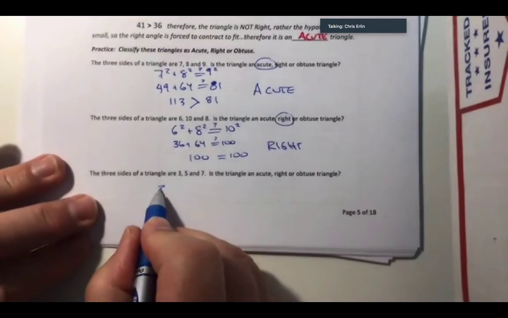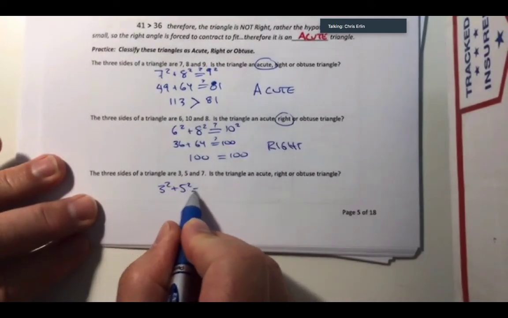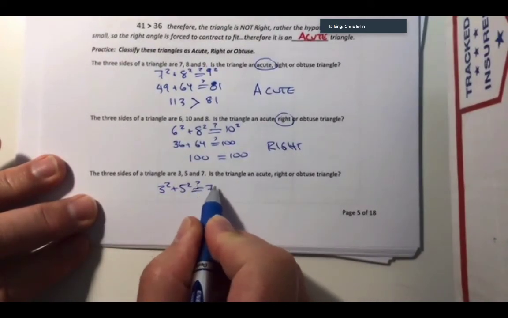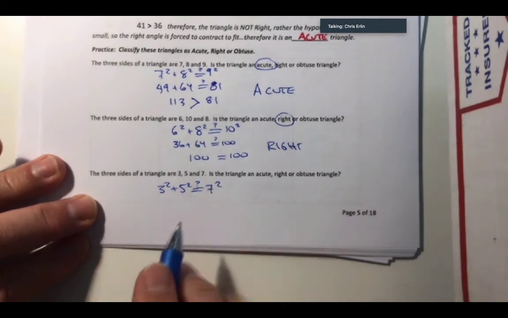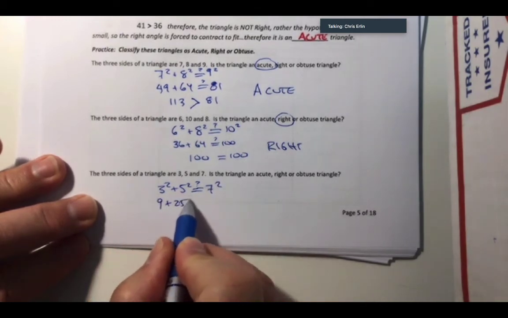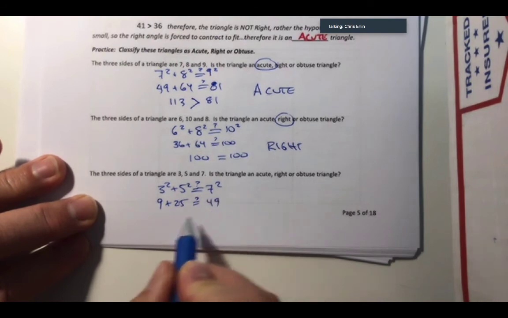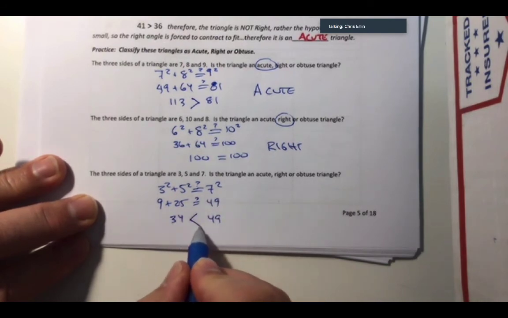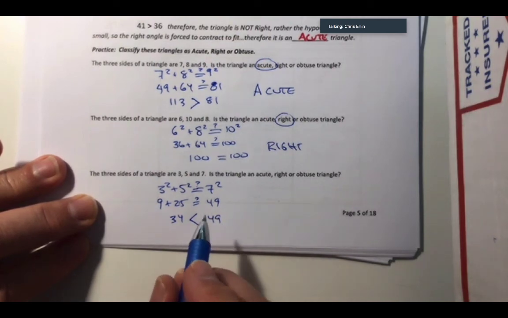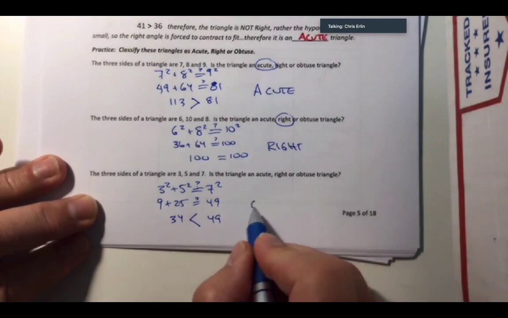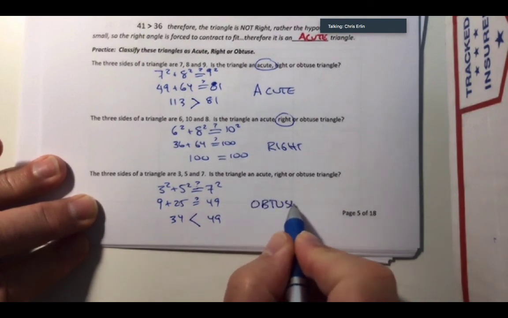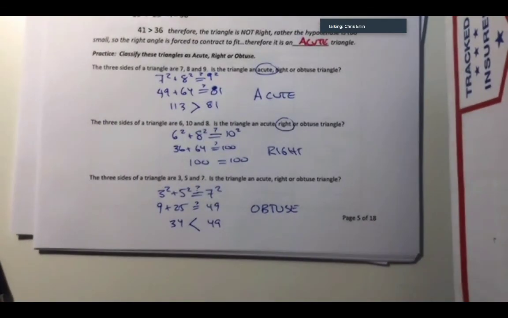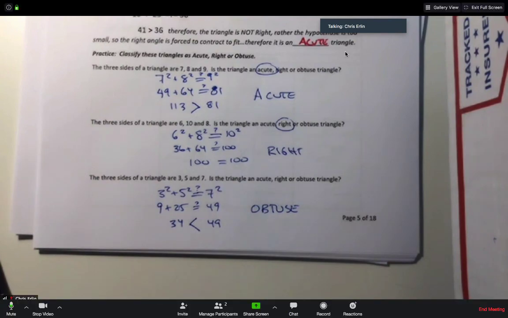Third scenario, 3 squared plus 5 squared equals maybe 7 squared. 7 is my biggest one. It goes off to the right. 9 plus 25 is maybe equal to 49. 34 and 49. My inequality goes this way, showing that my hypotenuse is too big. If my hypotenuse has been opened up too wide, that makes the triangle obtuse. Hope this helps in classifying triangles based on side lengths.